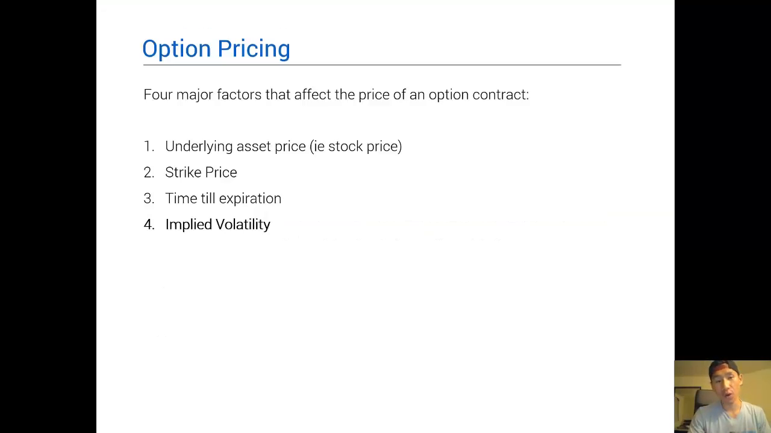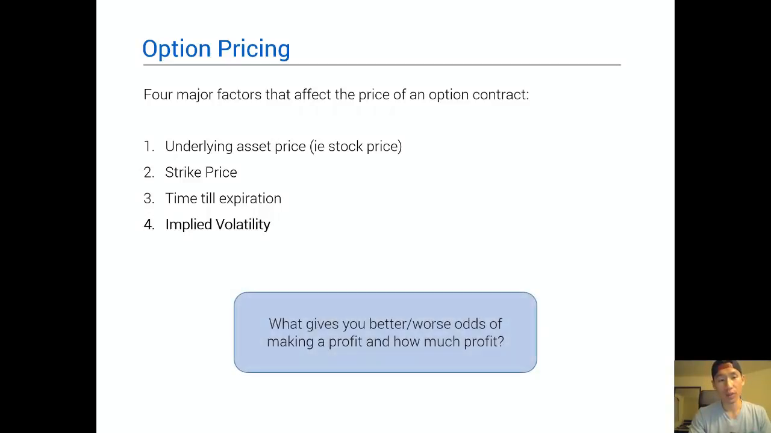So in this video, I want to talk about implied volatility. Now this is the last and fourth major factor that affects the price of an option contract. Remember, within option pricing, whatever gives you better or worse odds of making profit and how much profit relates to what the option price would be.